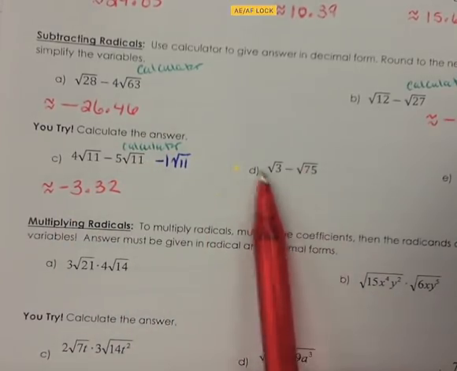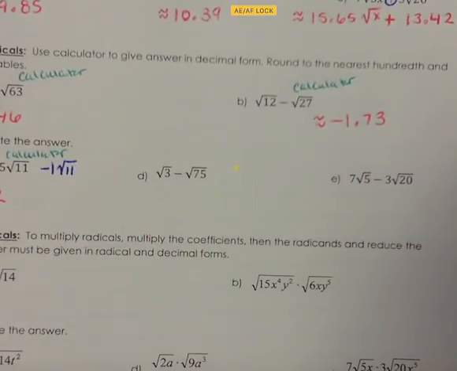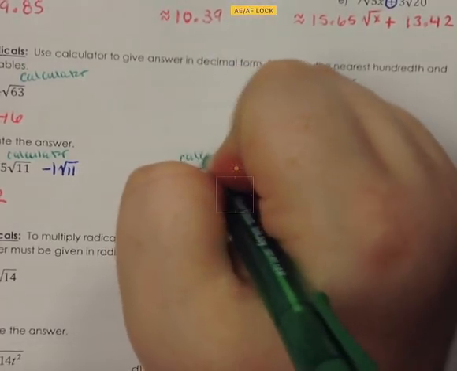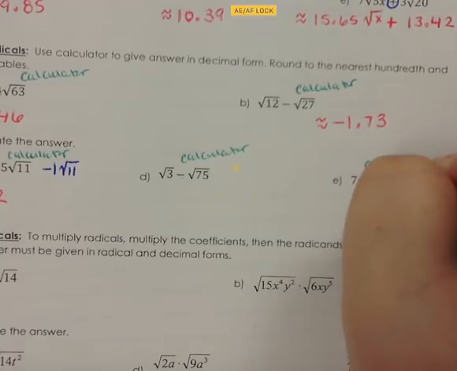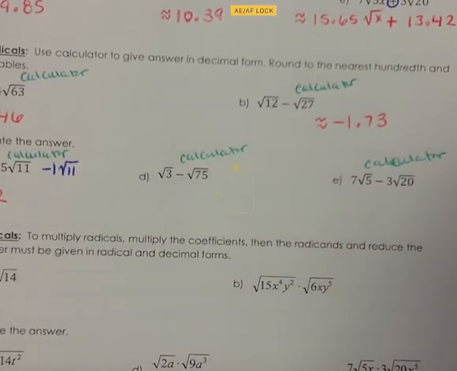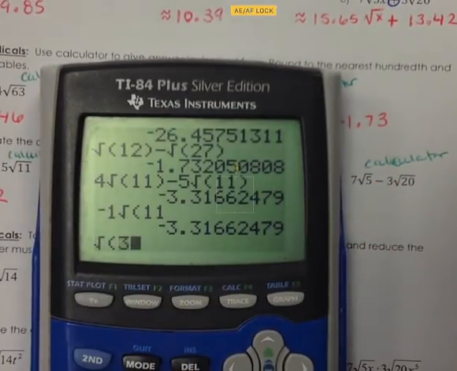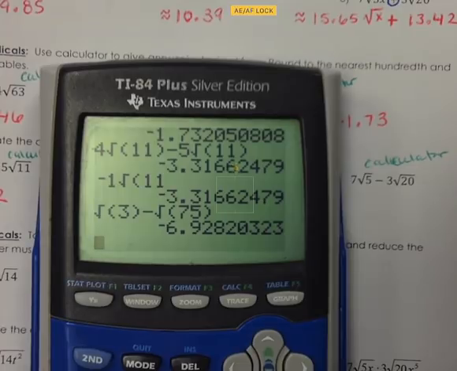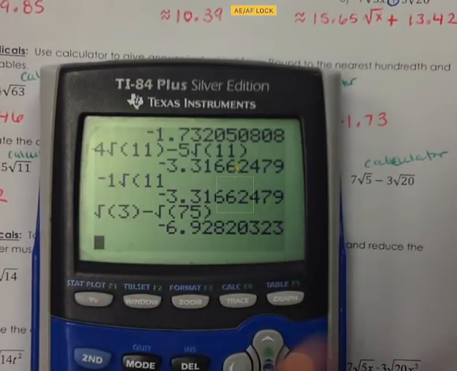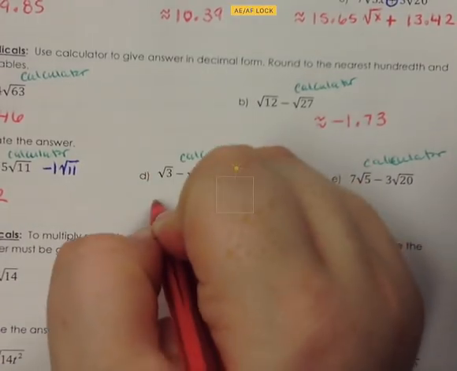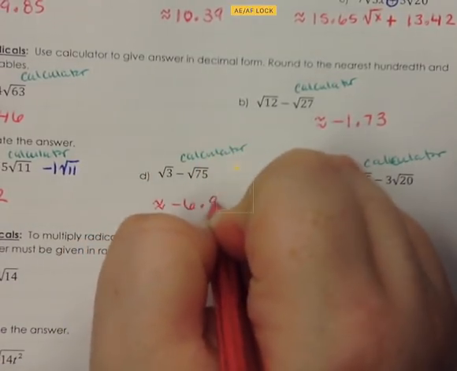On part D, again, only numbers, so I can go straight to calculator. And if you look at E, also just numbers, so calculator. So the square root of 3, close parentheses, minus the square root of 75, close parentheses. I get negative 6 and 93 hundredths. So approximately negative 6 and 93 hundredths.